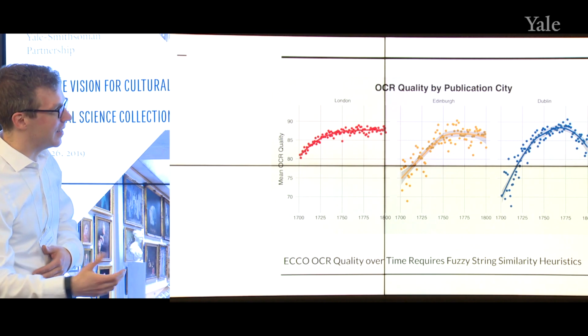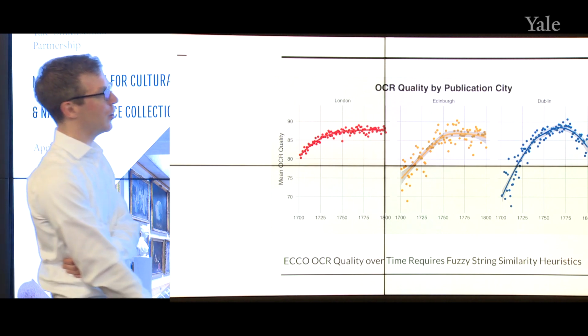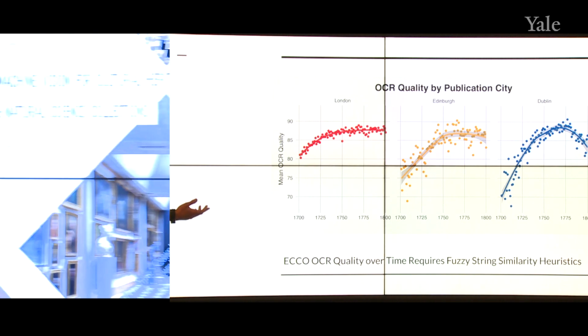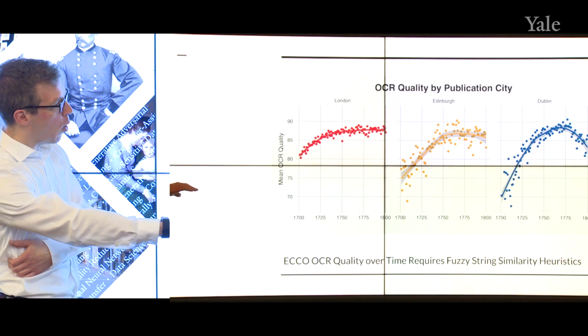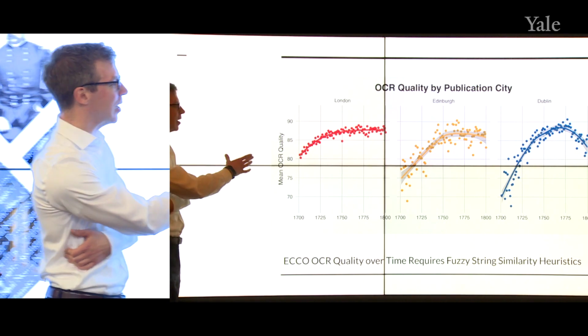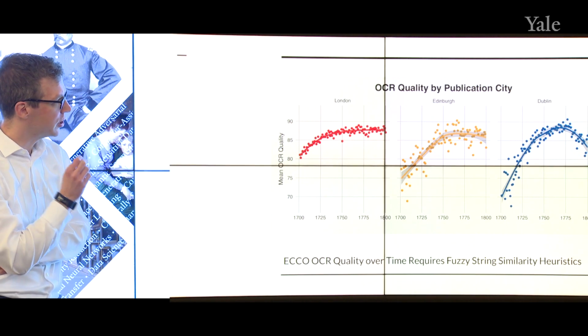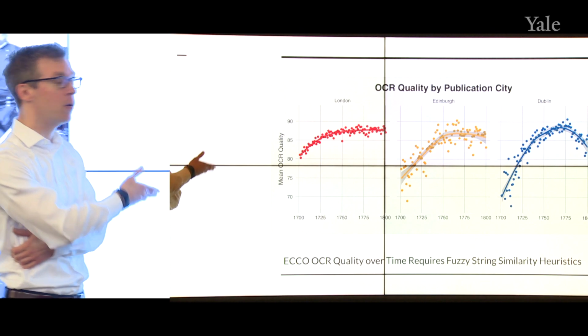And then there are intricacies within these different geographic locations. So for instance, if we look at optical character recognition quality over the 18th century in these different cities, we can see that London had nicer type. It tended to be preserved a bit better on the page, and so the OCR rates are higher.